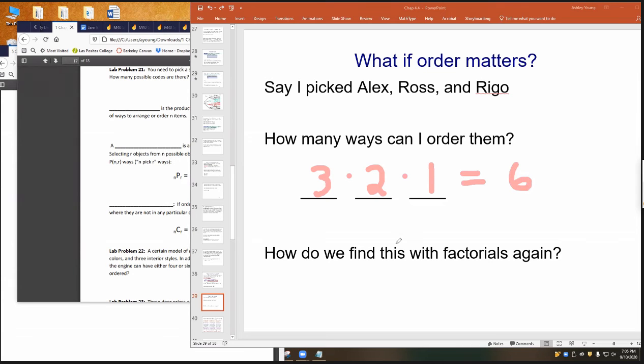What was that again with factorials? Do you guys remember? 3 times 2 times 1 is 3 factorial. 3 factorial is the number of ways of arranging 3 items. Just a quick reminder, we did that earlier.